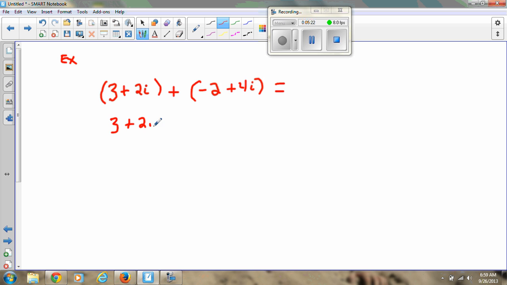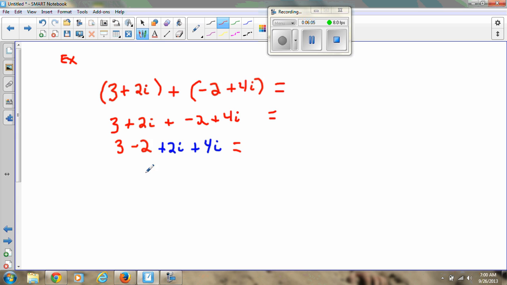So I'm going to drop my parentheses. Next I'm going to group up my like terms, so the 3 and the -2, and let's change color for the imaginary parts, plus 2i plus 4i. And I can do that because of the commutative property of addition.